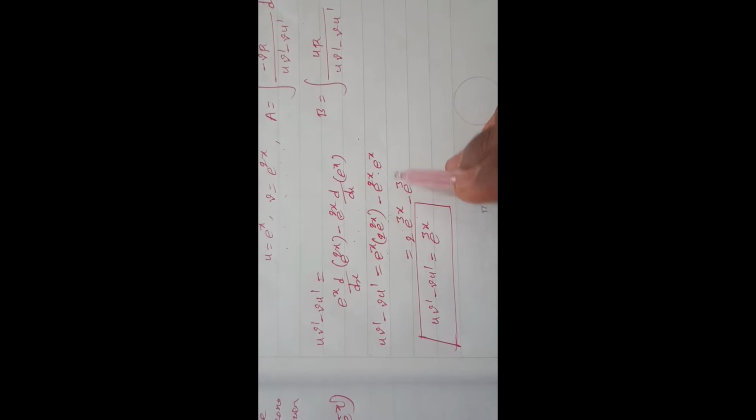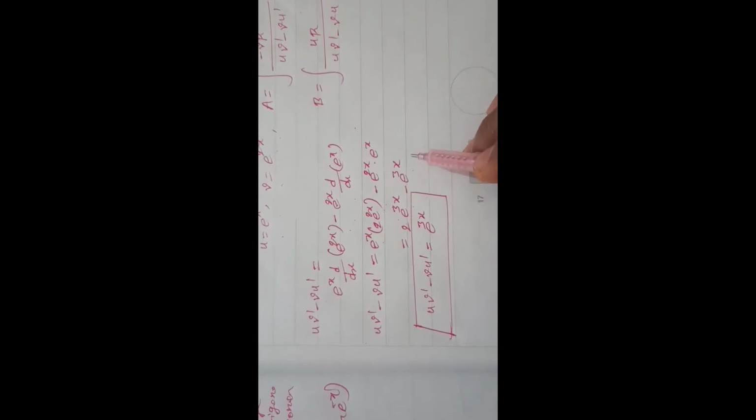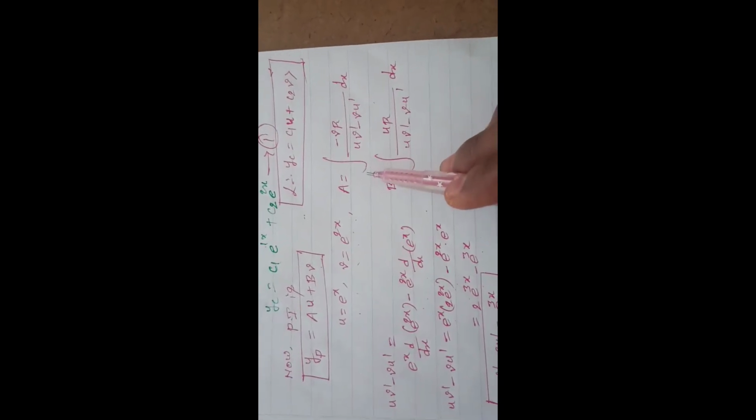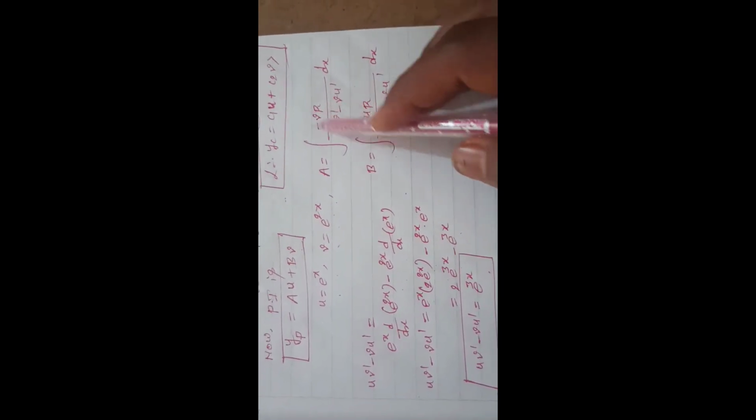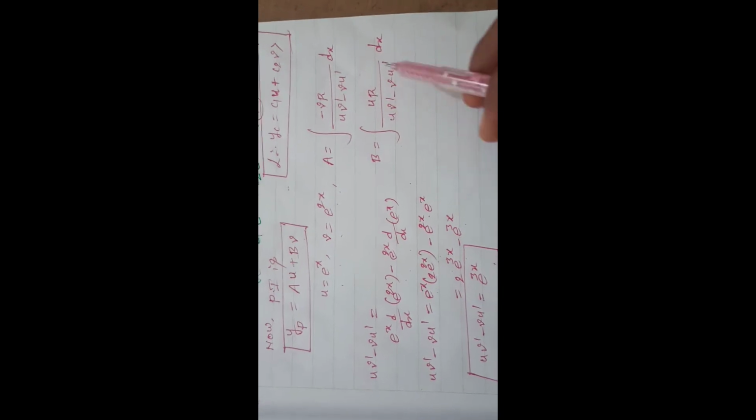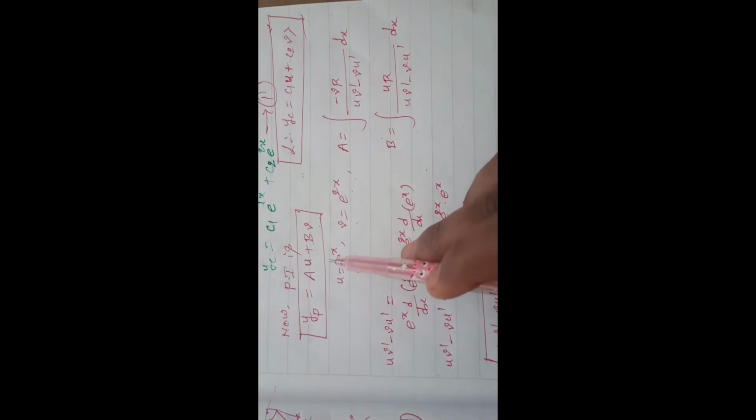Here also, by adding powers, we will get e^(3x). So 2e^(3x) − e^(3x), we will get 1·e^(3x). So that means you will get the u v' − v u' value. That is the denominator value for both A and B. Simply by substituting the v value, r value and u value, we are going to find A and B. When you find A and B, we are going to substitute in this and get the required results.